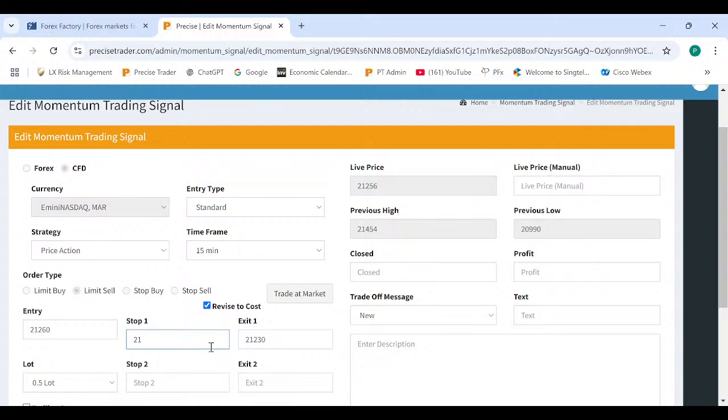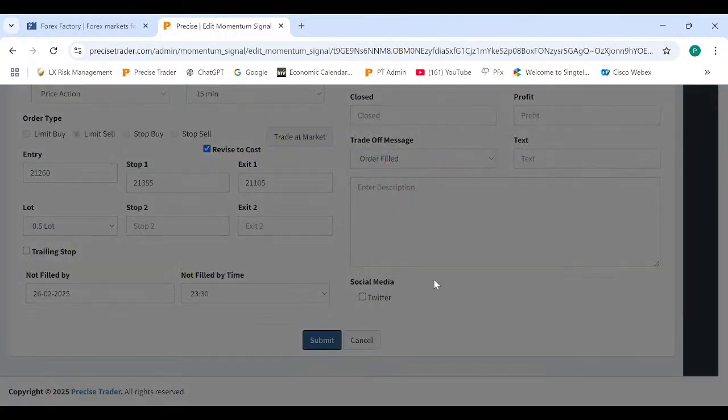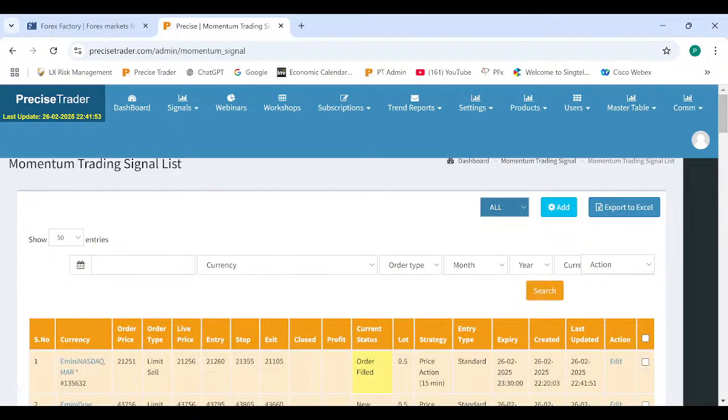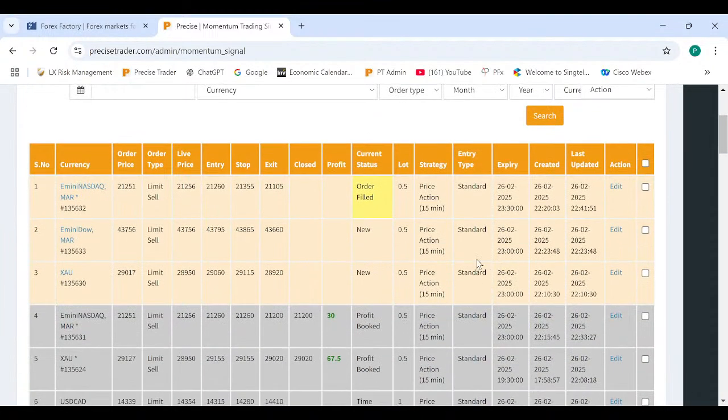21355 and 21105, I'll just put it as 105, and we are already into the trade. So how many of you managed to get into the trade again? This is the second round we are going. Early on we sold at 60, we took profit. Now we are trying to enter again, and we are still there.